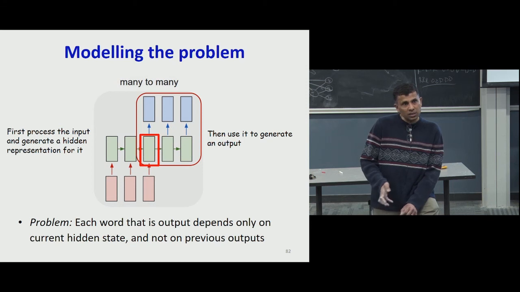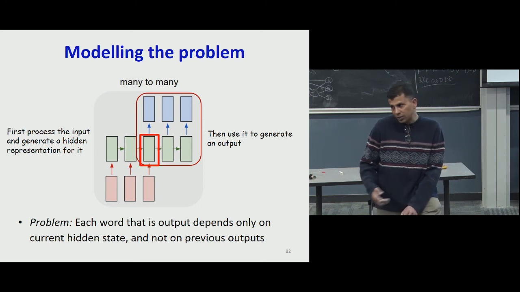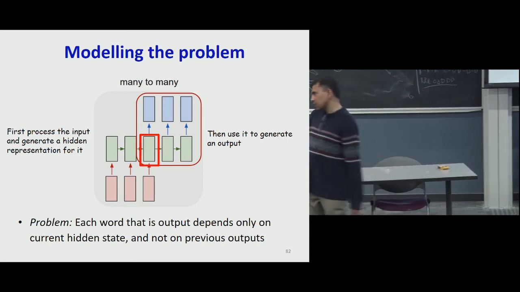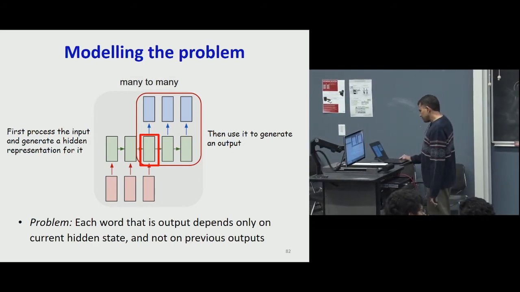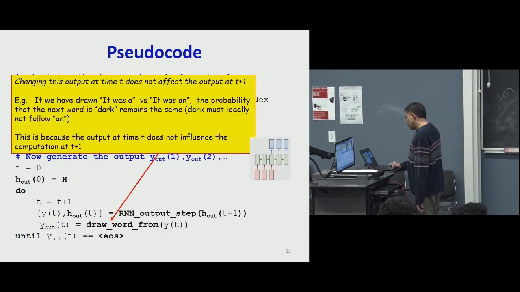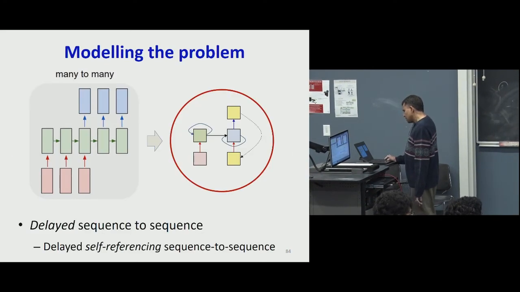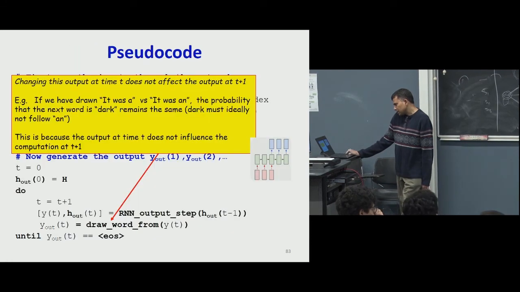I'm only considering the hidden variable that actually resulted in the probability distribution. So there's no back reference to the word that was previously generated, which is kind of broken. So this means that what we want to do instead is modify the thing.